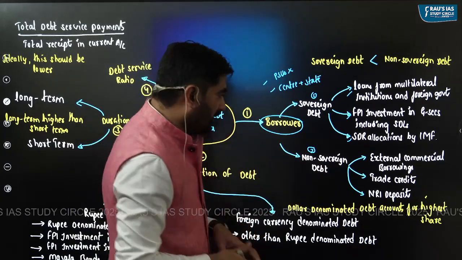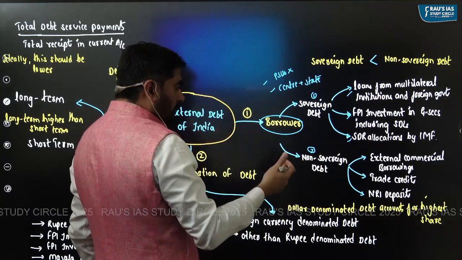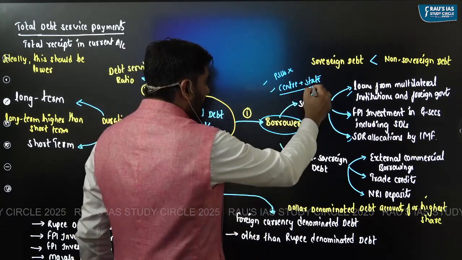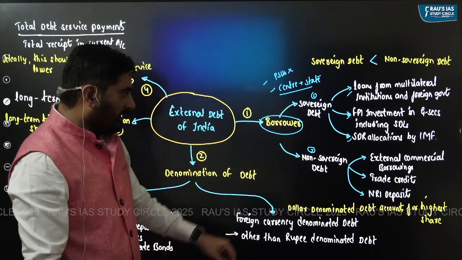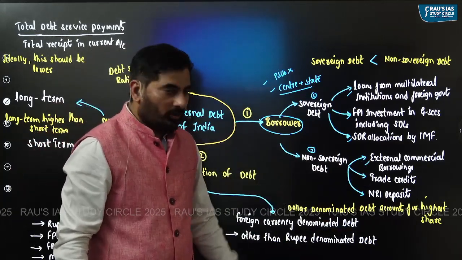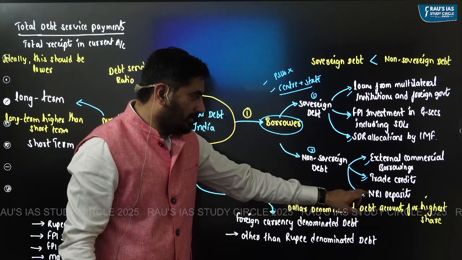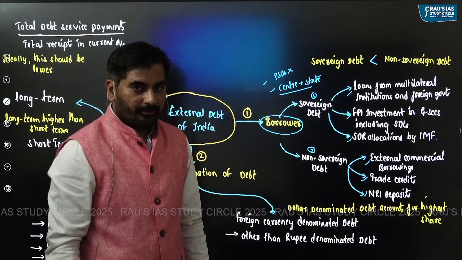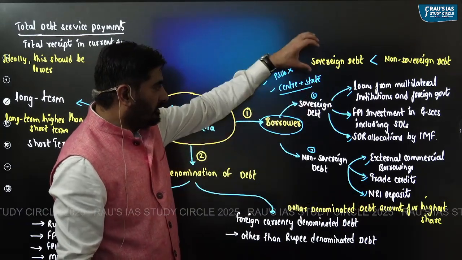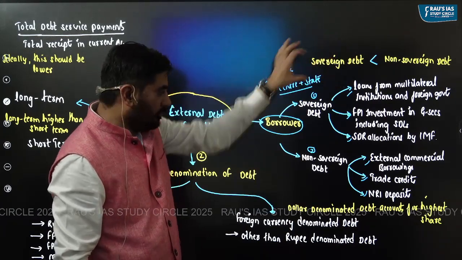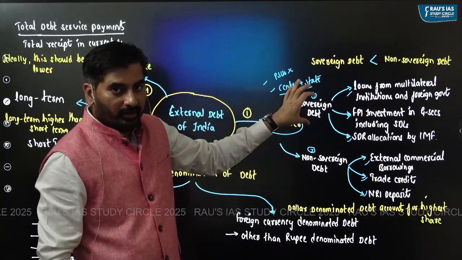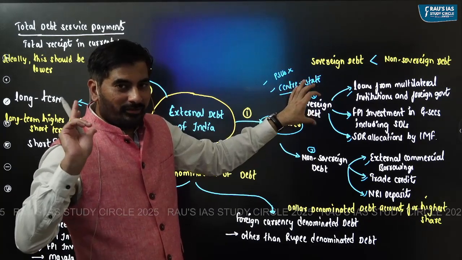Non-sovereign debt means any other borrowing except the borrowing by Center and State. That can be in the form of external commercial borrowing, trade credit, as well as NRI deposits. So as you can see, the share of non-sovereign debt is more than the share of sovereign debt. In fact, this was a question asked in previous year prelims.